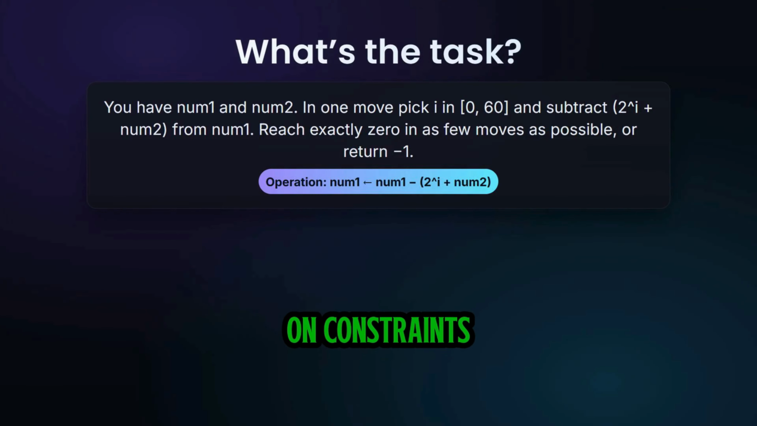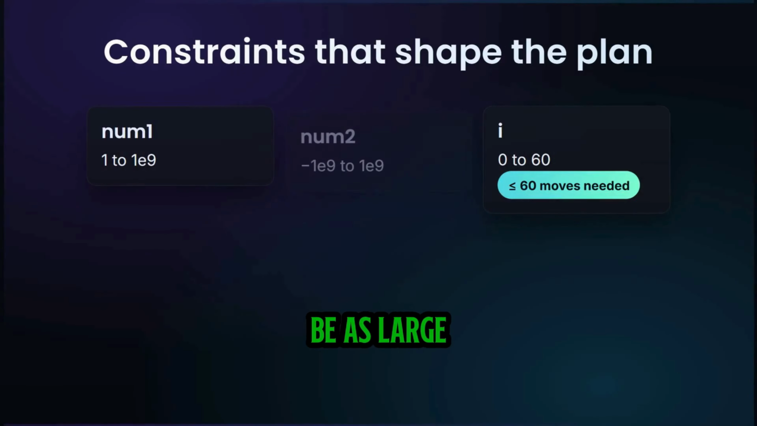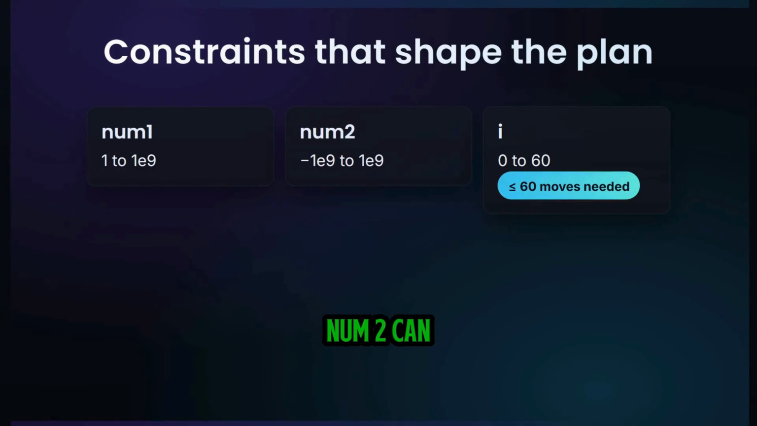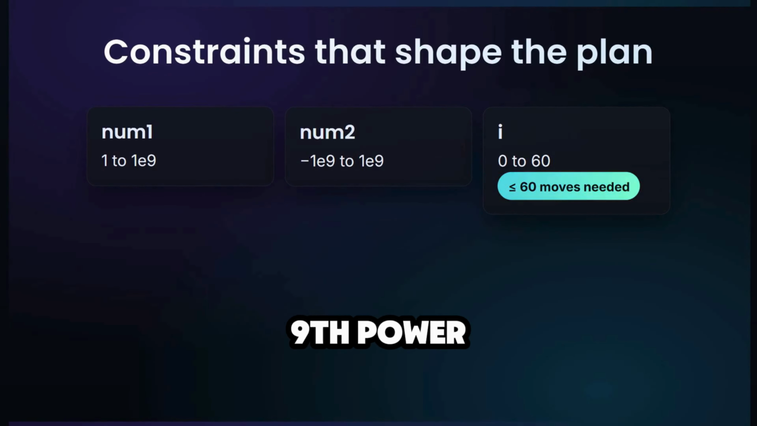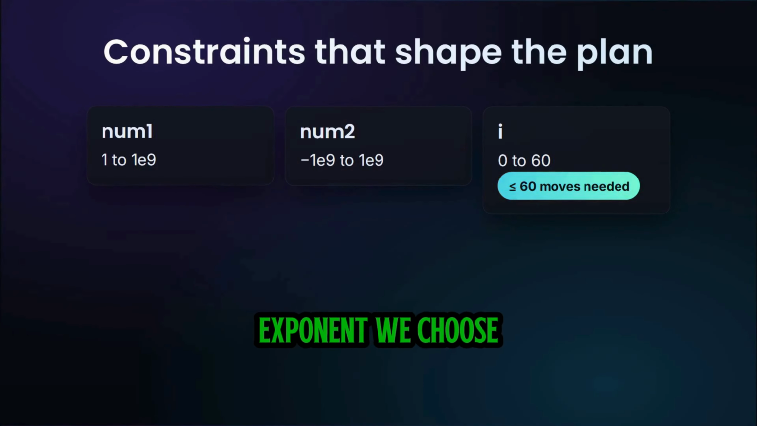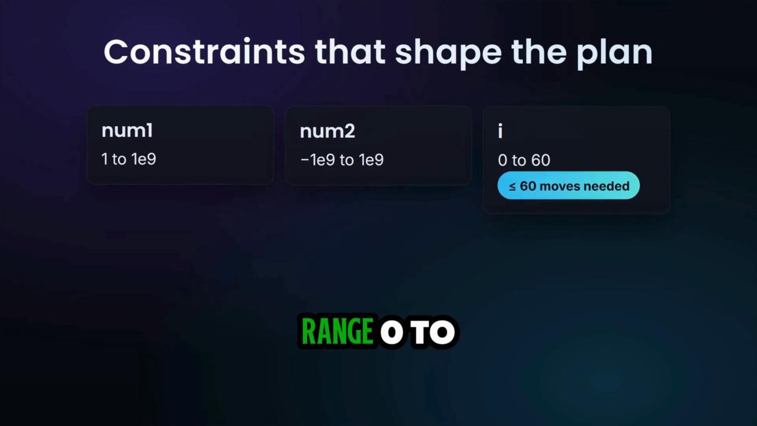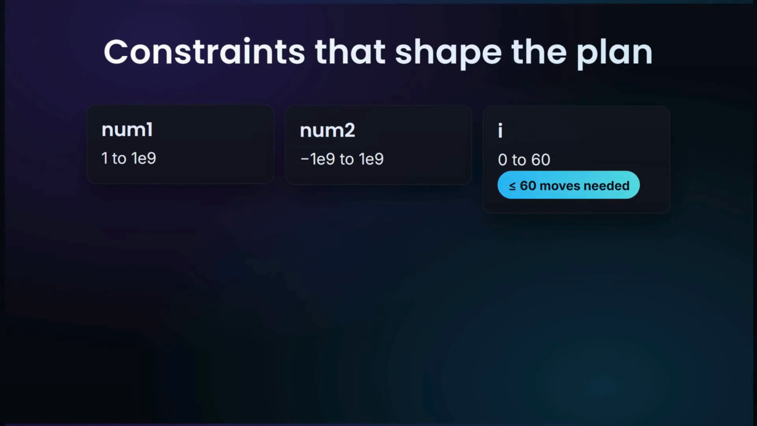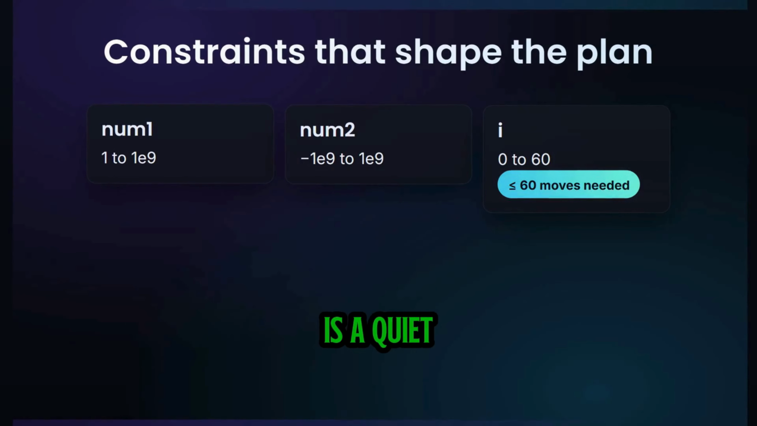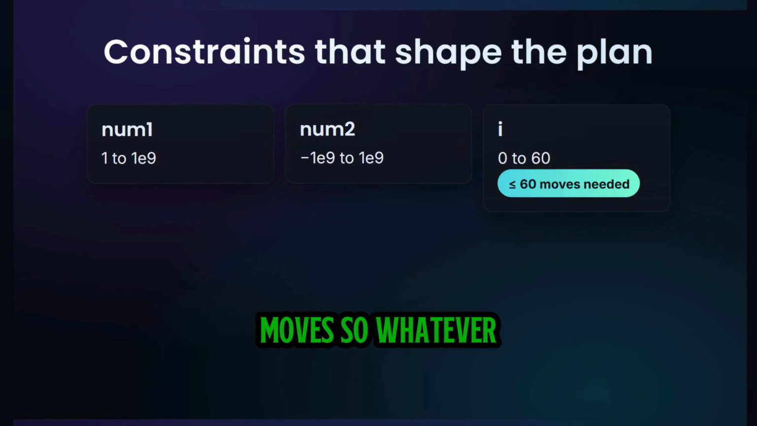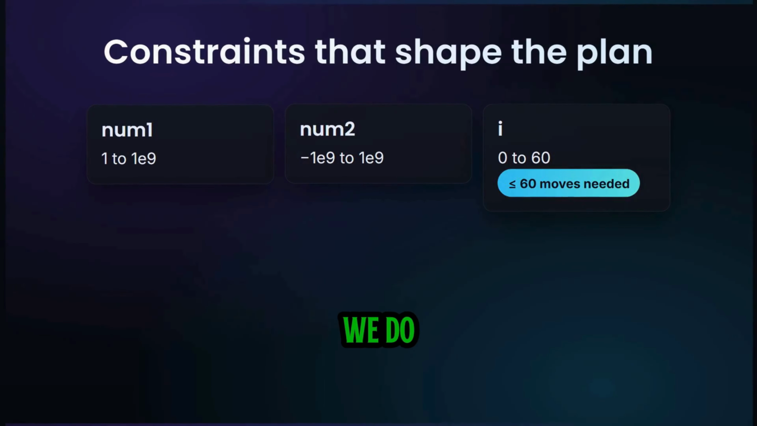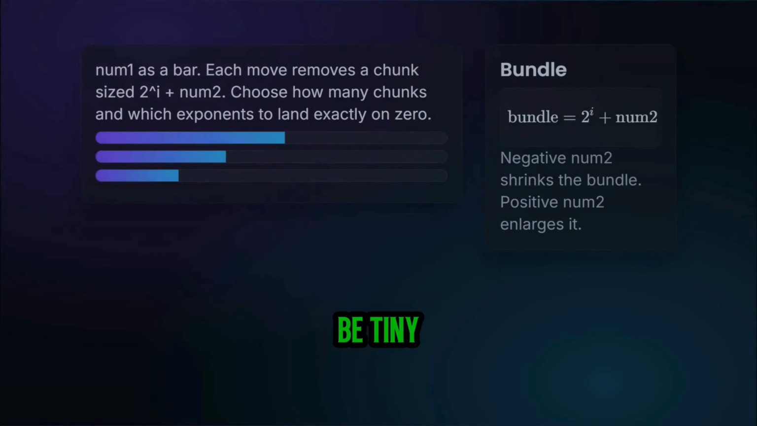A quick word on constraints. Num1 can be as large as 1 billion. Num2 can be negative or positive, all the way to plus or minus 1 times 10 to the 9th power. And i, the exponent we choose, stays in the range 0 to 60. That last detail is a quiet gift. It means we'll never need to consider more than 60 moves. So whatever we do, our search can be tiny.